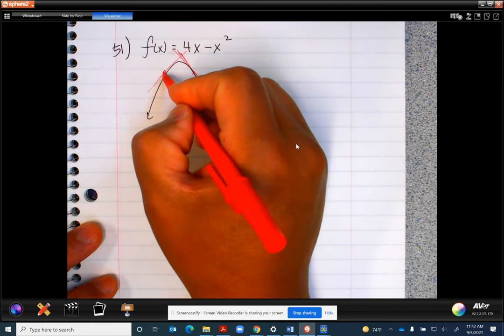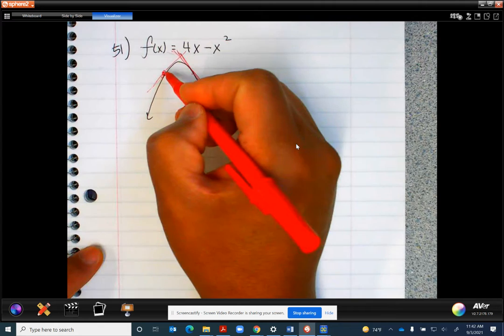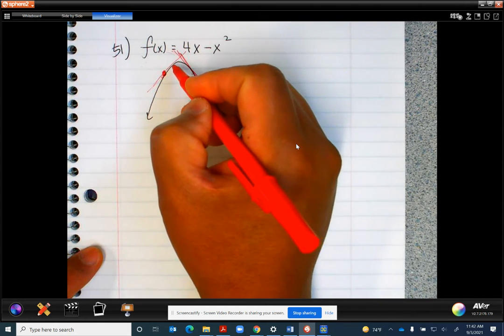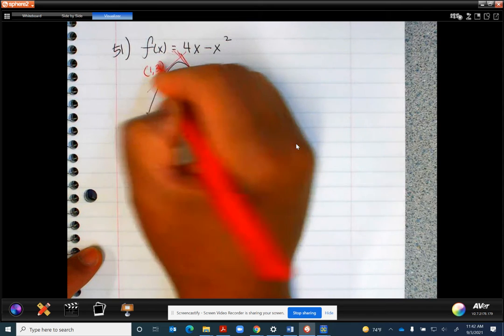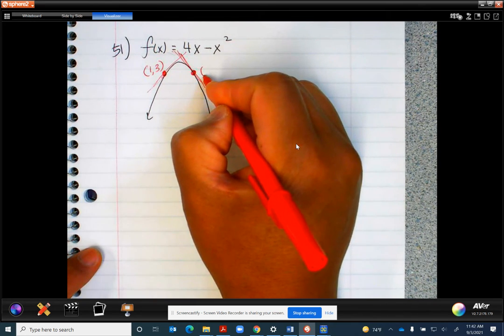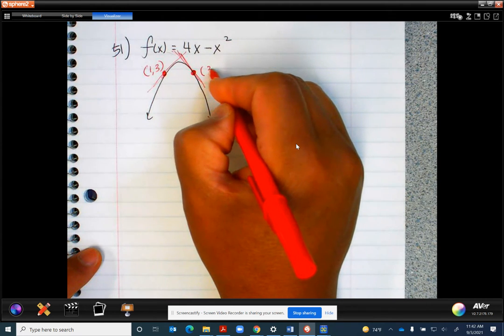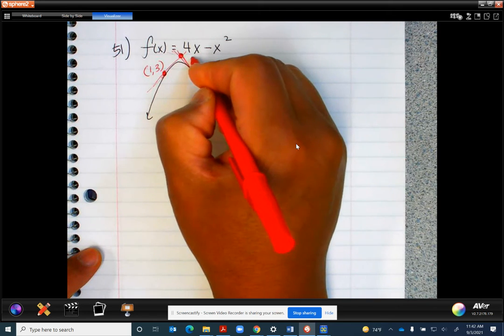Where is this point if you look at your graph? Remember, your book has a better graph than mine. So where is this point? Can someone tell me where this point is at? 1, comma 3. What about this side? Where is this point? 3, comma 3. All right, where is this point right there? 2, comma 5. Very good.